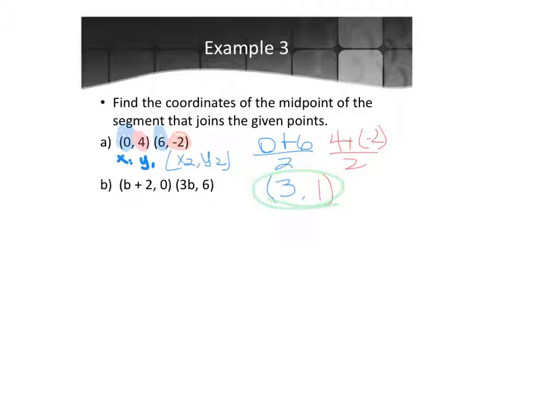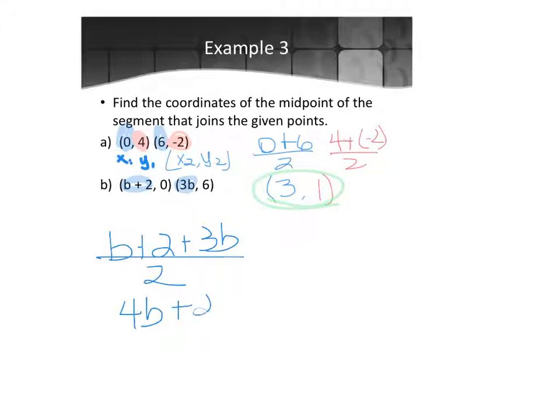Everybody good when it's just numbers? Let's try it when it's letters. Now don't get worried that because I don't have all numbers, I've actually got a letter. It's okay. We can have a b in our answer. All right, so again, I'm going to take the two x coordinates. So I'm going to take the b plus 2 and the 3b, add them, and divide by 2. So b plus 2 plus 3b, divide by 2. When I group my b's, I end up with a 4b plus 2, divide by 2.